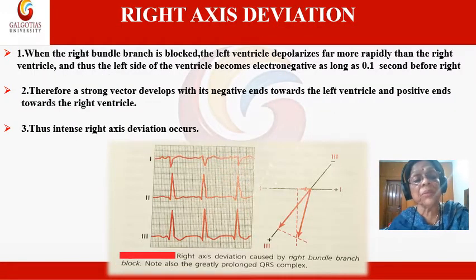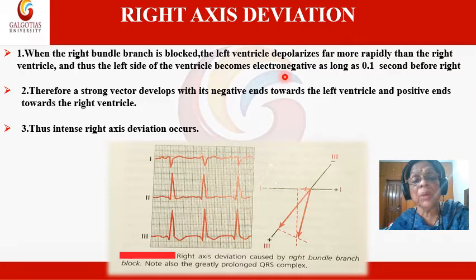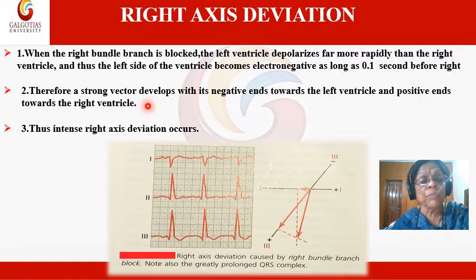Now, right axis deviation. When the right bundle branch is blocked, the left ventricle depolarizes far more rapidly than the right ventricle, and thus the left side of the ventricle becomes electronegative as long as 0.1 second before the right side. Therefore, a strong vector develops with its negative end towards the left ventricle and positive end towards the right ventricle. Thus, intense right axis deviation occurs, and this is the case.